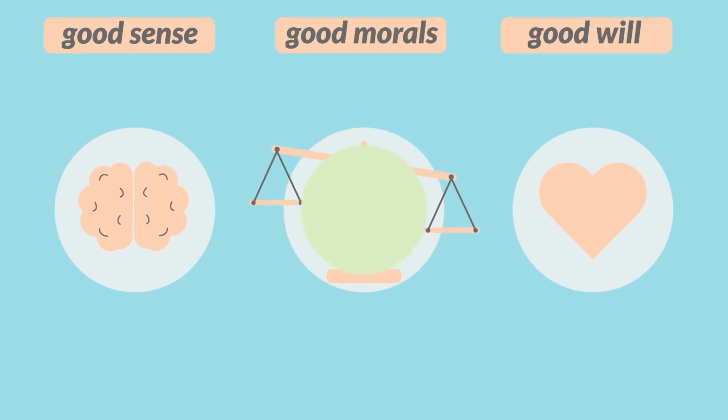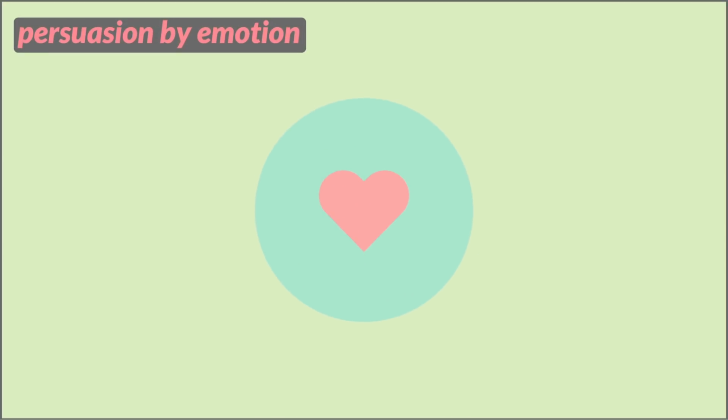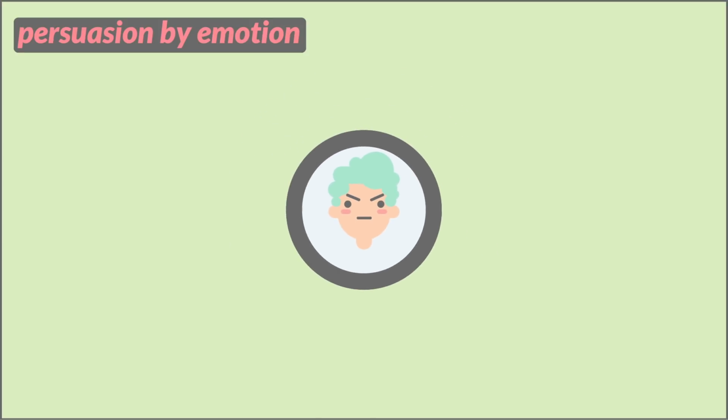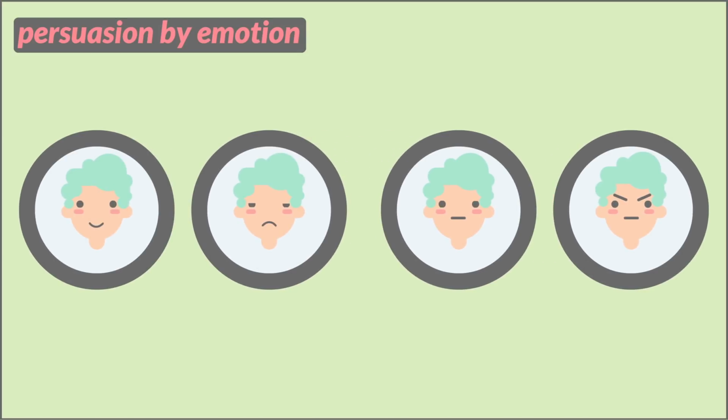Now let's move on to the next method of persuasion. The second of the 3 modes is persuasion by emotion. Depending on our emotional state, we may be more or less inclined to adopt a certain belief. A master of persuasion must know how to make these emotions arise and, perhaps more importantly, disappear.